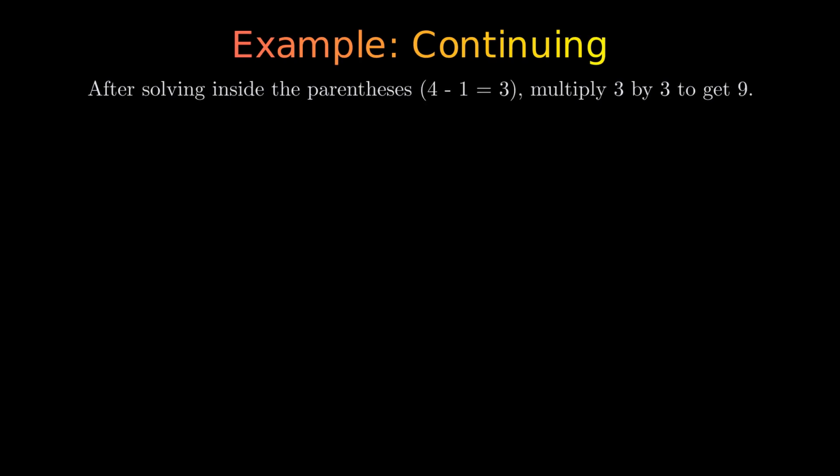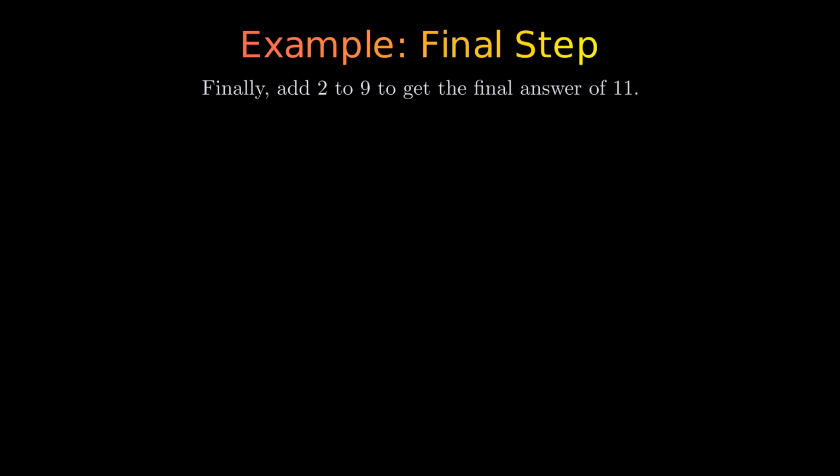Upon resolving the content within the parentheses, 4 minus 1 equals 3, the multiplication operation takes center stage. Multiplying the resulting value by the adjacent number yields a definitive product. Subsequently, the final step combines the earlier results, showcasing how adhering to the order of operations delivers an accurate and consistent solution in algebraic contexts.